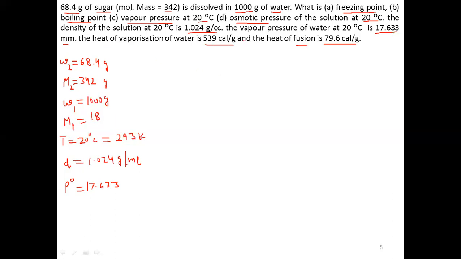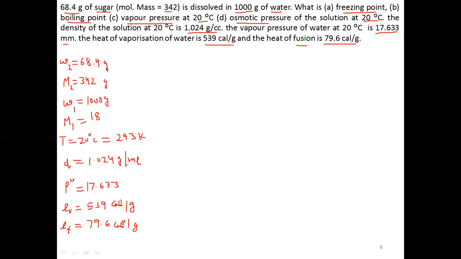Now heat of vaporization, it is per gram, that means LV. Heat of vaporization LV is 539 calorie per gram, and heat of fusion is given LF is equal to 79.6 calorie per gram. So this is the data which is given.